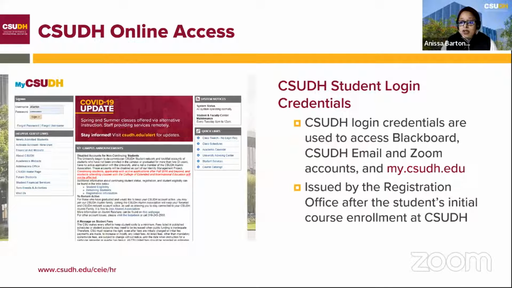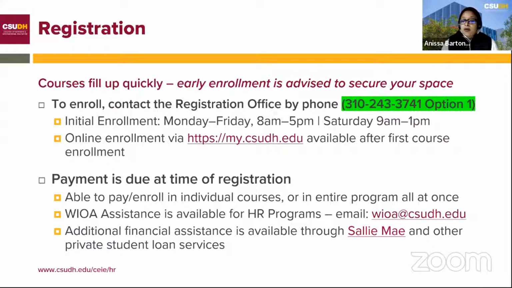Now, these login credentials, which consist of your username, your email account, and your password, are issued through our registration office approximately 2 to 3 business days after registration in your first course. Once you've received your login information, you'll be able to easily access the Toro student portal to connect with your class. Enrollment is available from our Extended Education Registration Office Monday through Friday, 8 a.m. to 5 p.m., and Saturday from 9 a.m. to 1 p.m.